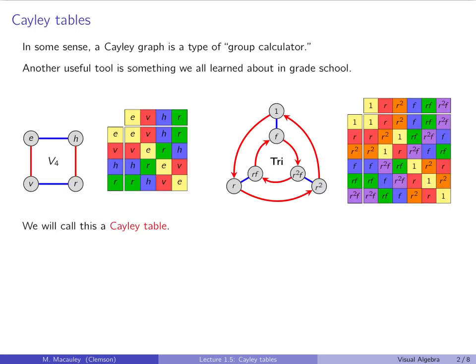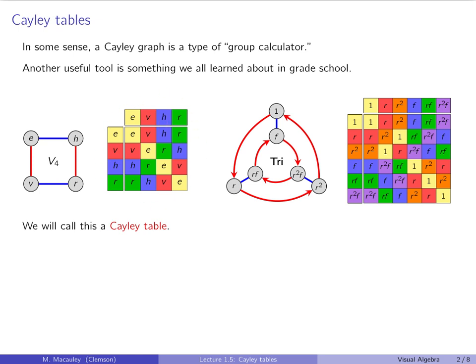Another useful tool is very similar to something that we all learned about in grade school. Now, I'm assuming that as a kid, you, like me, were in a classroom and there were big multiplication and addition tables on the wall with the numbers like 1 to 10 or 1 to 12. That's what this is. We can do the same thing with a group, but now we use the group binary operation. So here's the Klein 4 group, and this basically tells us how to multiply two elements together, like V times H is R.